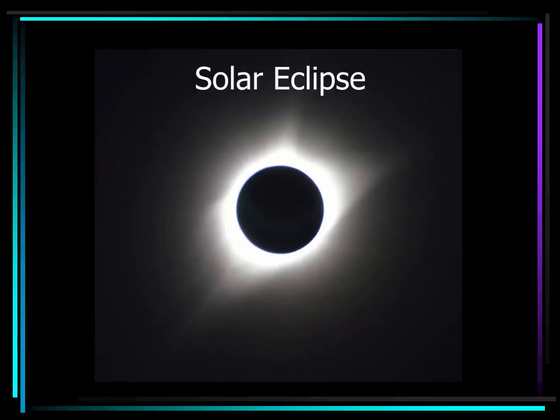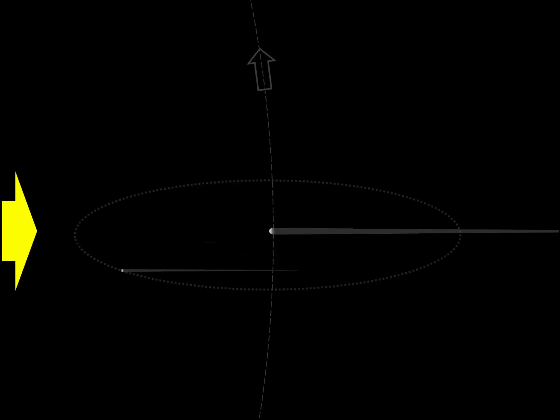Solar eclipses are often known as one of the most beautiful events in all of nature. Let's take a look at how they occur. In this animation, we can see the moon orbiting the Earth. This diagram is to scale, showing the moon orbiting the Earth at 30 Earth diameters away.